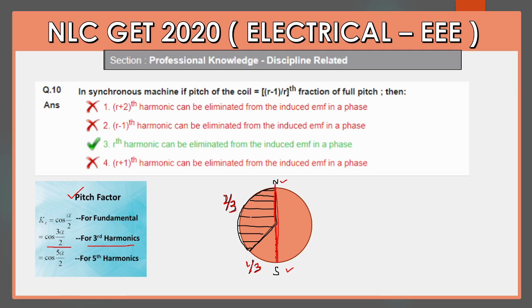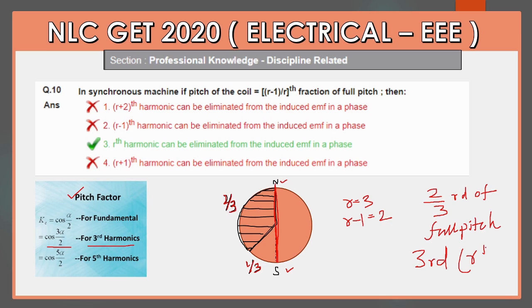So you can take the example of third harmonic here. If r is 3, r minus 1 is 2. So you can say if the synchronous machine pitch of the coil is 2/3 of full pitch, the third harmonic, or the rth harmonic component, can be eliminated. So the answer is the third option.